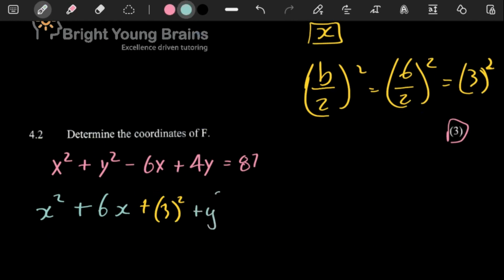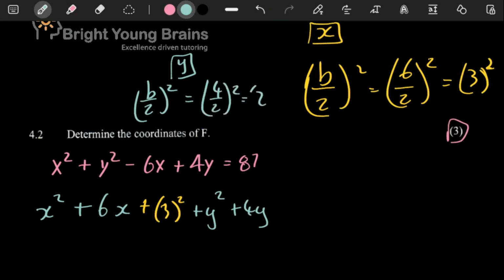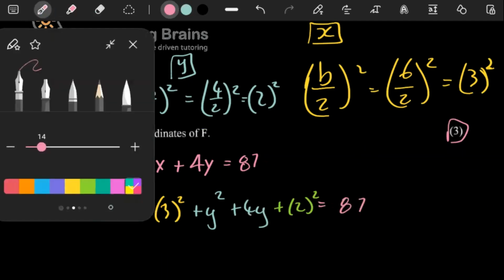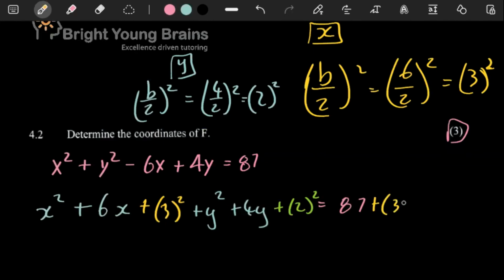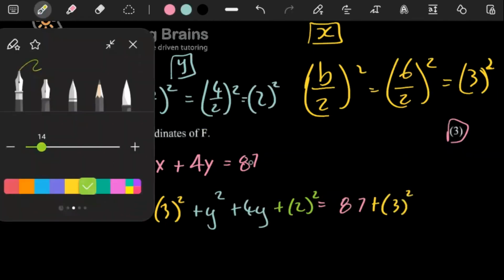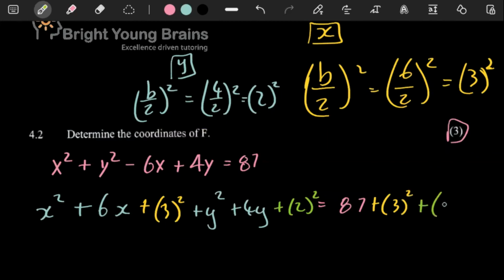So you're going to have here your y squared plus your 4y. Now for the y's, same idea. Your b over 2 squared is just 4 over 2 squared, which is just 2 squared. Don't square it, just leave it the way it is. So let me write here with a different color, 2 squared. Because you added these two numbers on the left side of your equation, you have to add them as well on the right side, you see. So let's just add that over there.